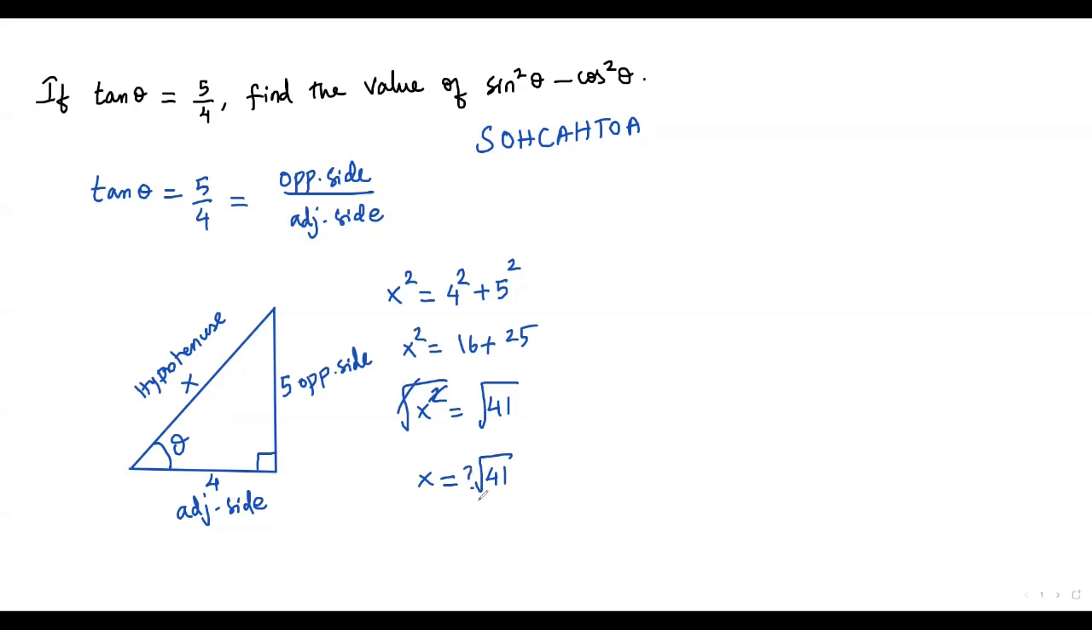I didn't mention the positive sign. Even if I don't mention it, everyone can understand it's a positive value. So I got the value of x equals square root of 41. That is, the length of the hypotenuse here is square root of 41. Let me replace x by square root of 41.